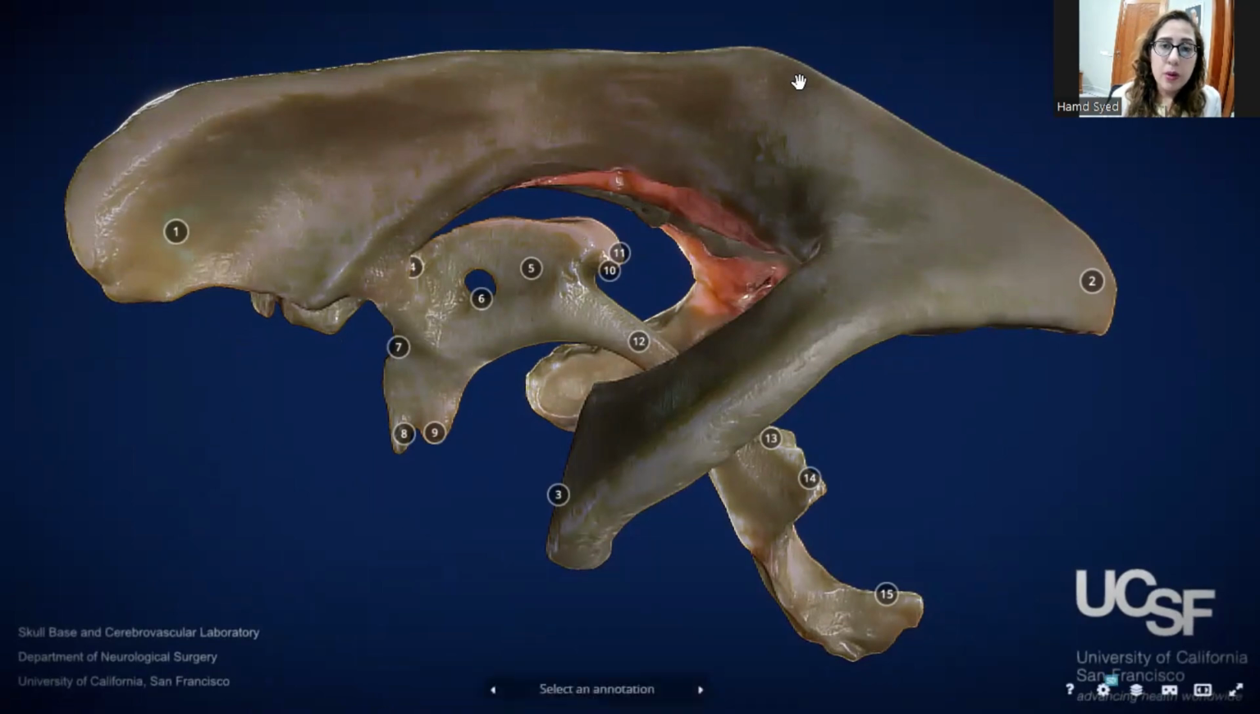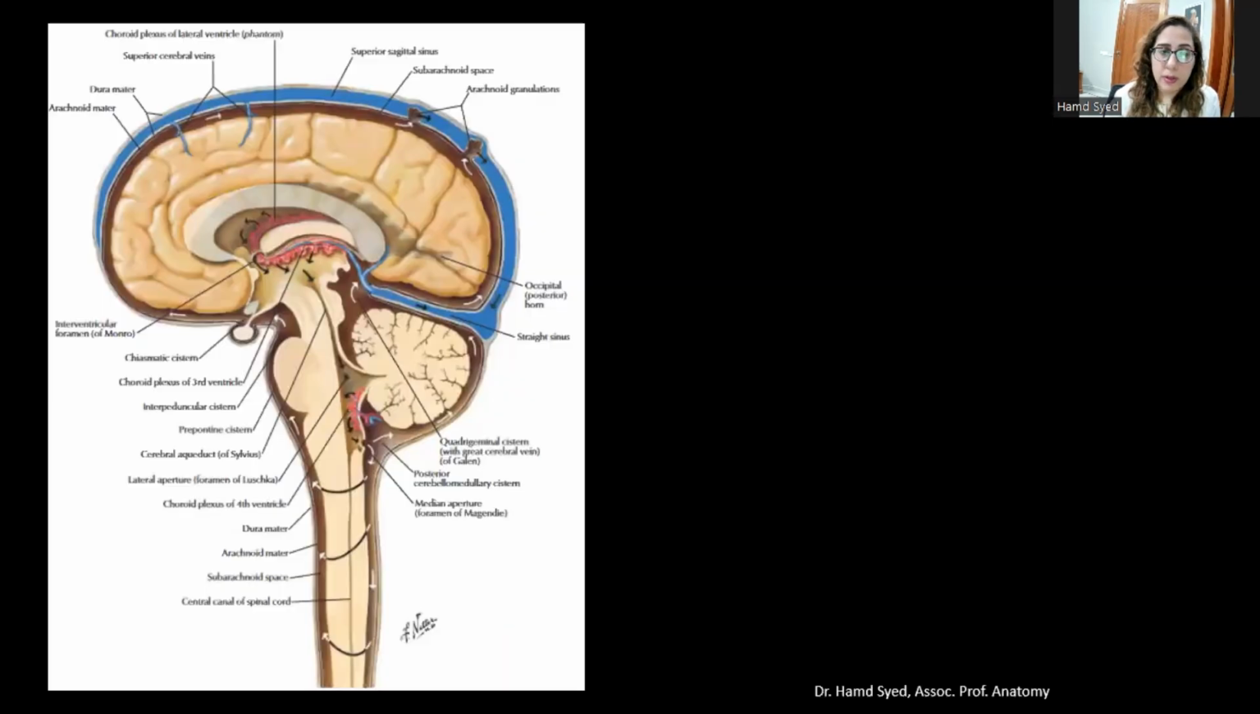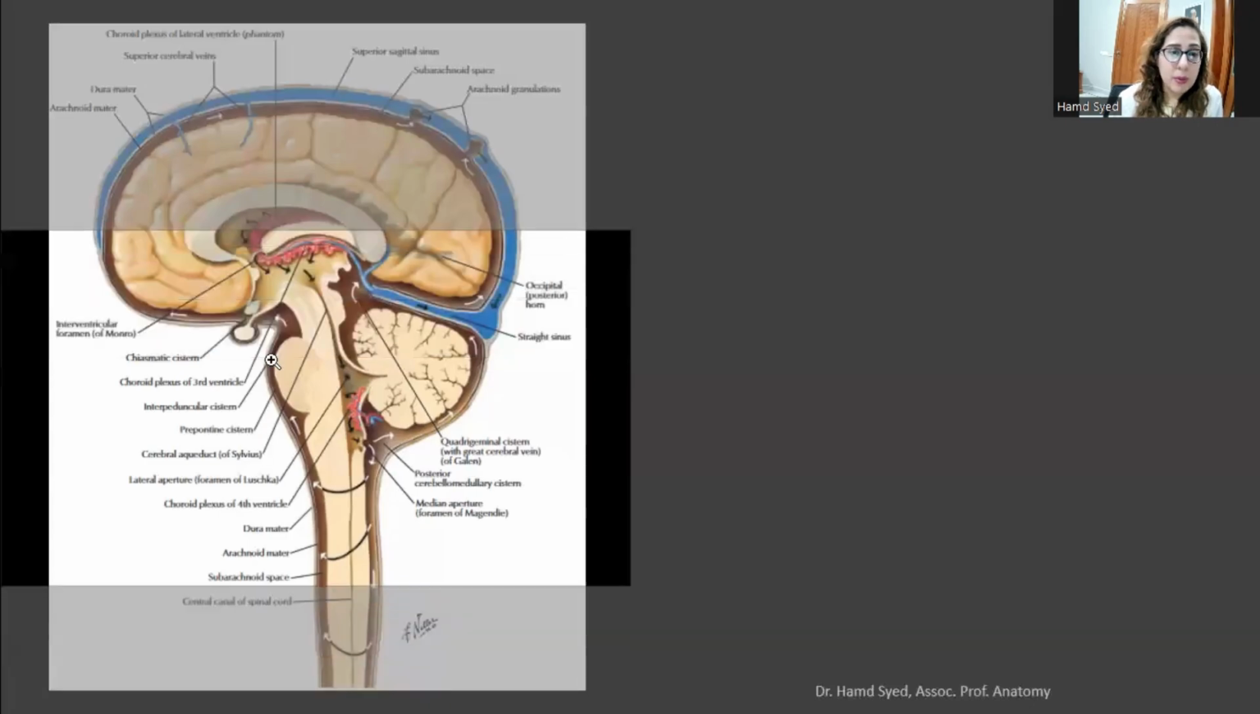So now I am going to go back over here to our PowerPoint slides. And now we're going to discuss in detail the production, circulation, and absorption of cerebrospinal fluid. So here we're going to talk about that. We can see over here a diagram which, if you just follow the arrows, shows the point of production and the movement of CSF. So here are the black arrows. They are actually showing us where the CSF is being produced.